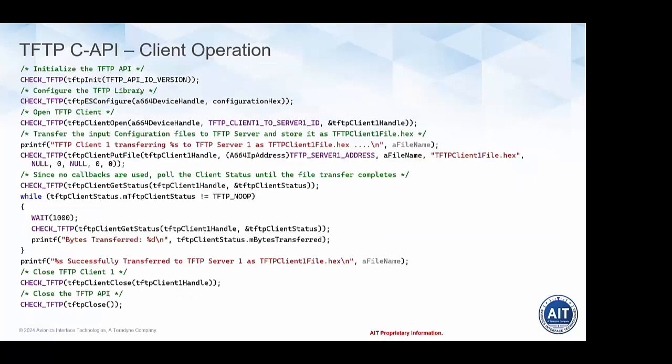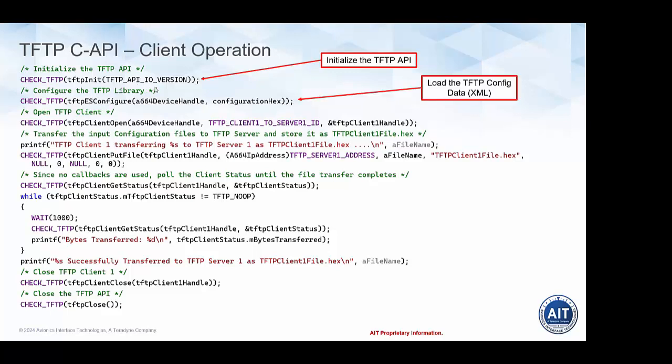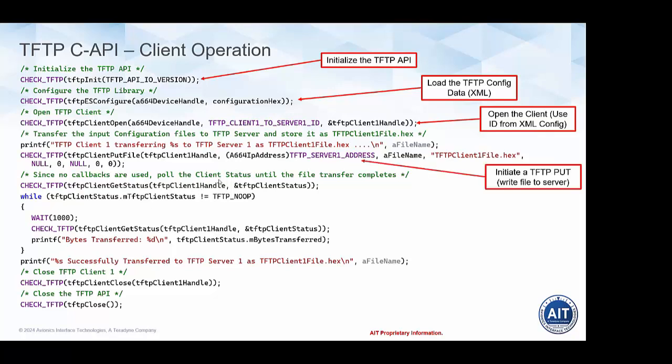On the client side for TFTP, again, you have the same init function. You also have to configure the library with the XML file. If you remember when we showed the snippet of the XML file, there's an element in there for specifying the configuration parameters of the clients. Then you have to open the client. Again, you refer to it by the ID, the unique ID that you give it in that XML file. Then you get a handle back to it that you use in subsequent functions.